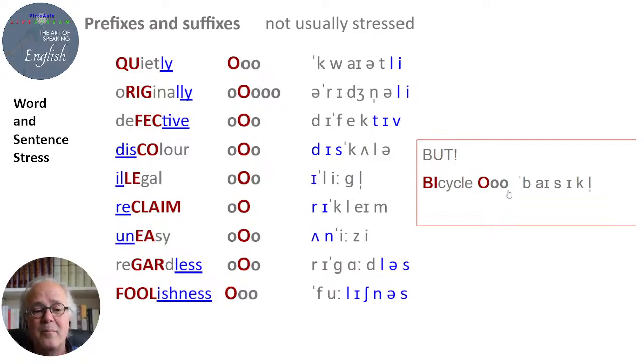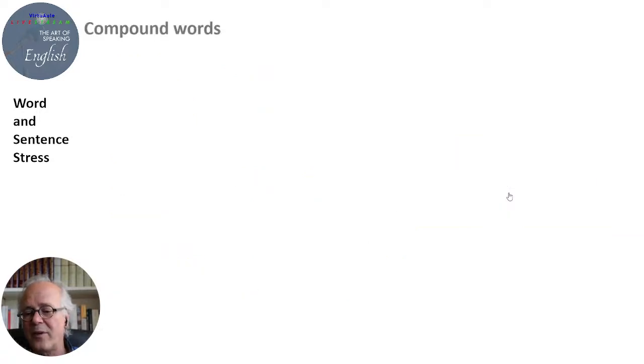Bi is a prefix. It means two, but we don't stress the second syllable. Bicycle, we say bicycle. So all of the words with biology, bisexual, biopsy. Dislocate, we have dislocate. We saw before discolor, but we can also see dislocate. I dislocated my elbow or my shoulder. So be careful with the exceptions.